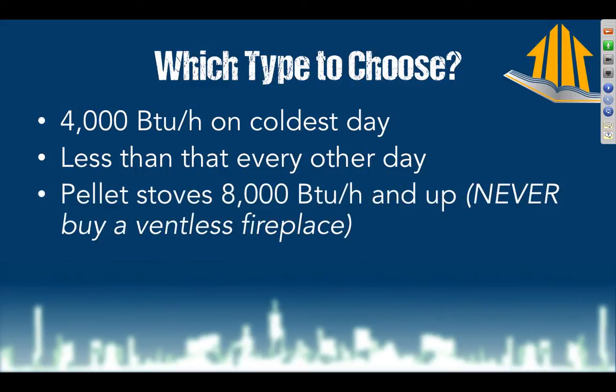Now, pellet stoves will go from 8,000 BTUs per hour up to like 90,000, 120,000. That's too big. That is way, way too big. That's going to give me twice as much heat as my house needs in any given hour. What that means, practically speaking, and if you live in a tiny house and you use one of these, I would love to hear from you.